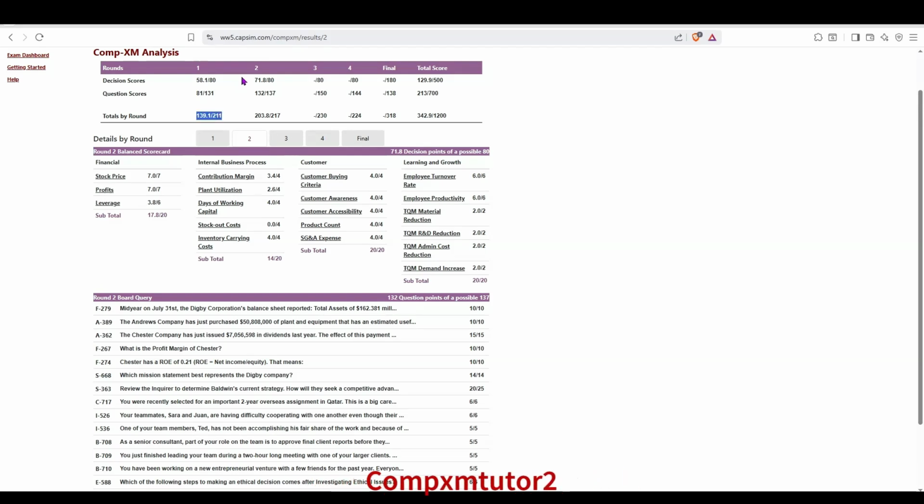He gave me the login so that I could help him from round two up to the final round. I've just finished round two, and our score is 71.8 out of 80 for the decision scores, and 132 out of 137 for the question scores. Our total for round two is 203.8 out of 217.